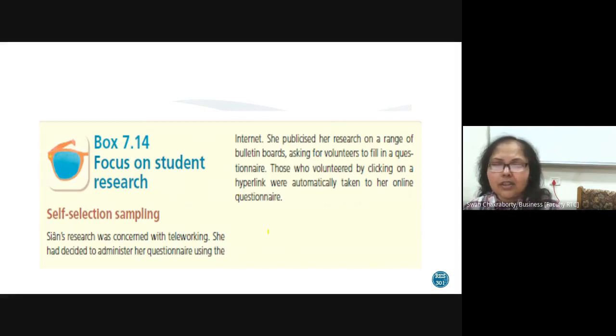Sian's research was concerned with teleworking, so she decided to administer her questionnaire using the internet. She publicized her research on a range of bulletin boards, asking volunteers to fill in a questionnaire. Those who volunteered by clicking on a hyperlink were automatically taken to her online questionnaire. So this is self-selection sampling.